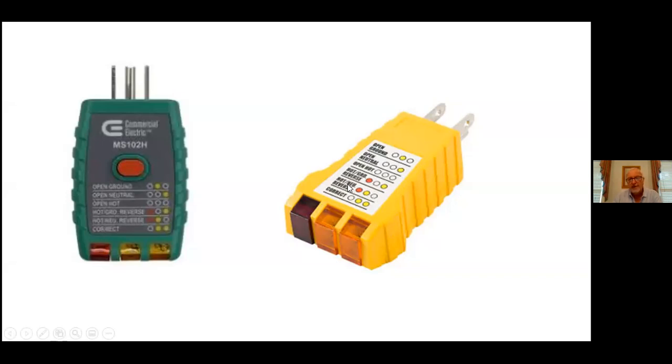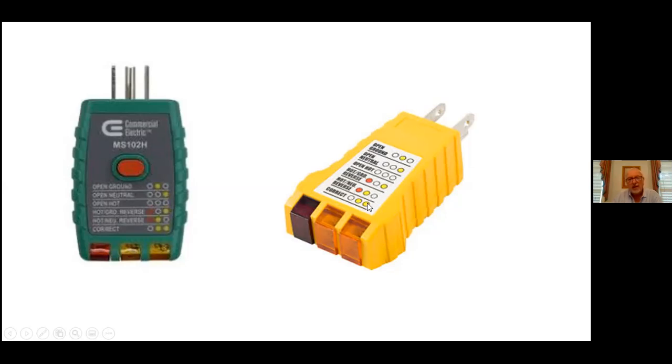So the neutral wire would normally be where the white wire would be, and that would show up like that. If there was an incorrect connection between the hot wire and the ground, then it would show up with the red and the yellow like that. It's really a neat little tester to have. They're around $10 at your favorite home store.